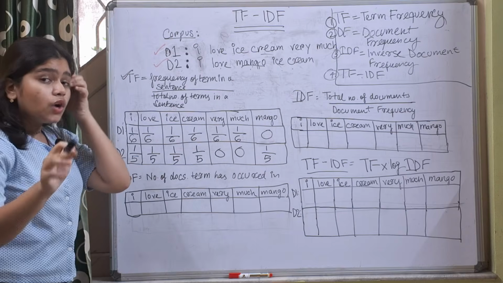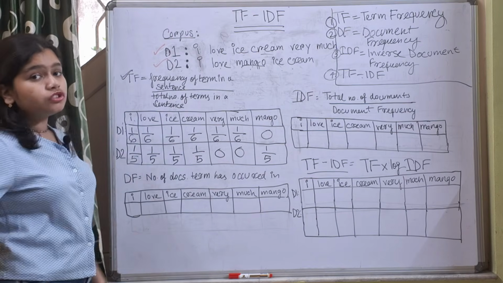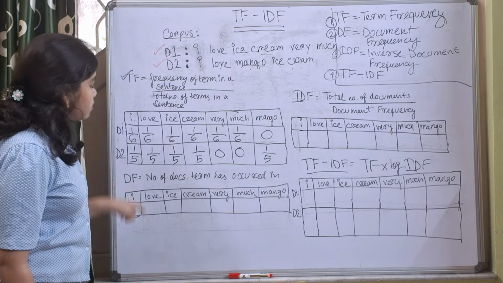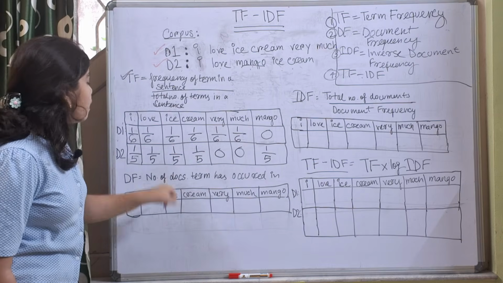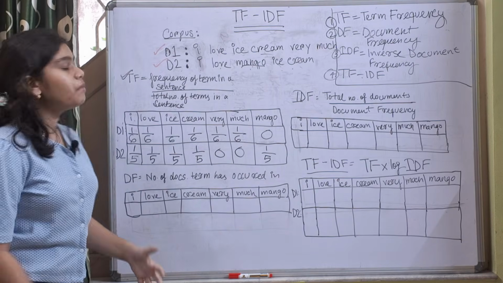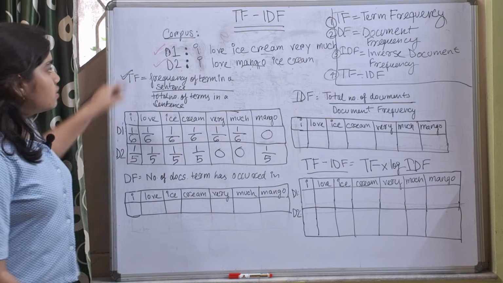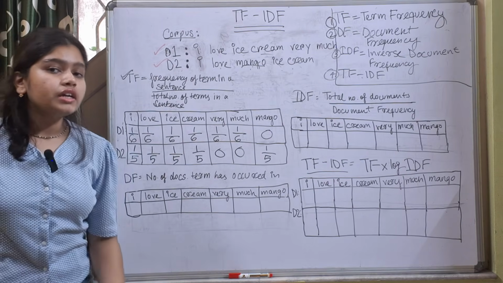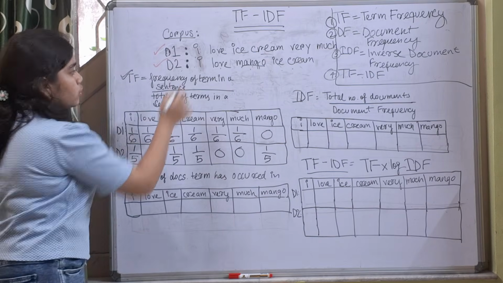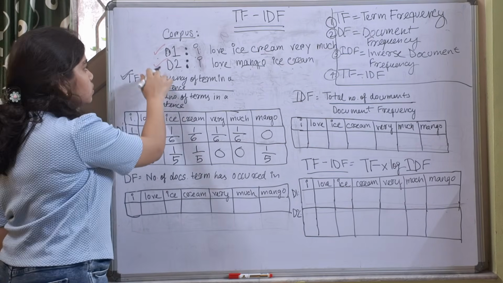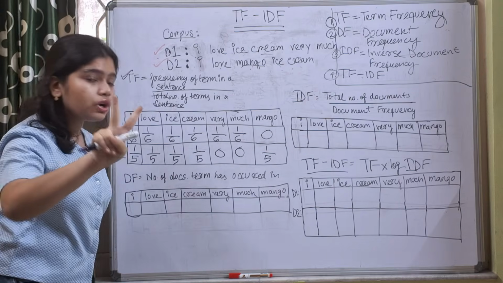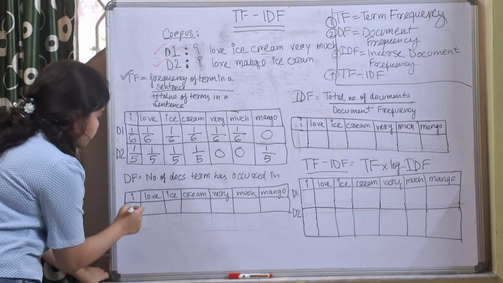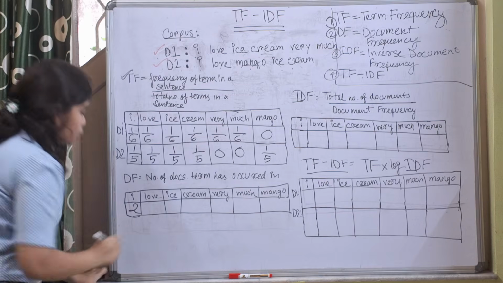Okay. Now we come to DF. DF means document frequency. Here it says DF equals the number of documents the term has occurred in. That means if we consider I, how many documents has it occurred in? It has occurred in both the documents, right? In document 1 also, document 2 also. So it has occurred in 2 documents, so the document frequency of I will be 2.